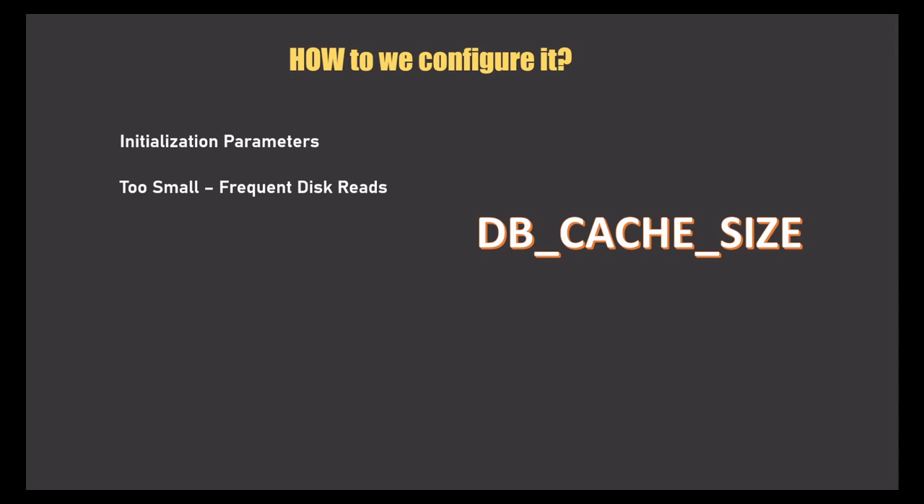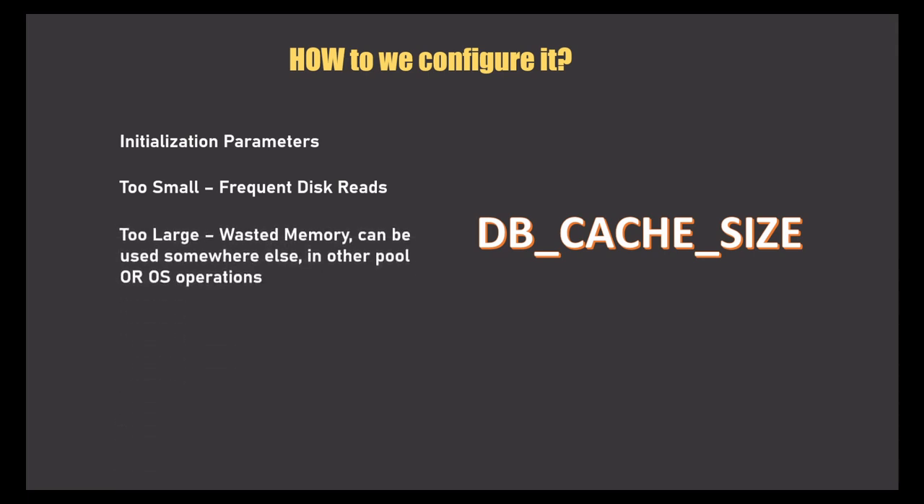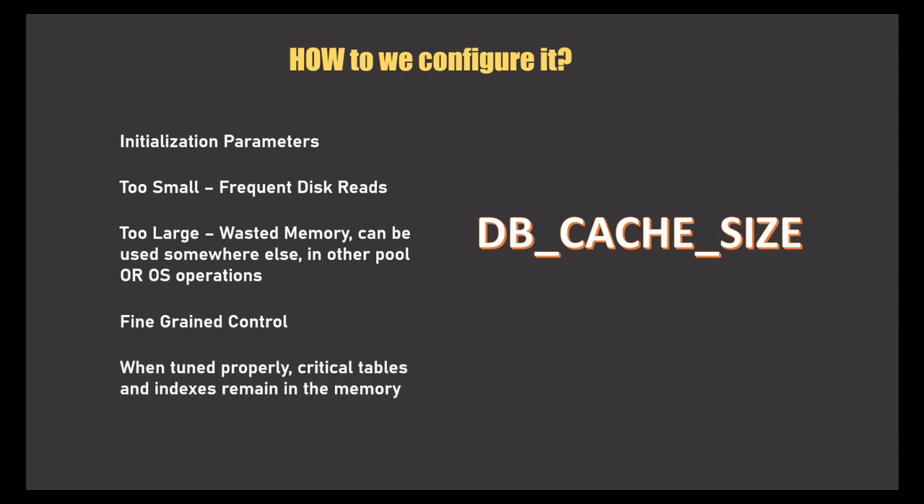Set it too small and you will see frequent disk reads. Set it too large and you may waste memory that could be better used somewhere else. As shown earlier, Oracle versions also support multiple buffer pools like keep and recycle, allowing fine-grained control over which objects stay cached longer or are cycled out quickly. This flexibility ensures that critical tables and indexes remain readily available, while less important data doesn't hog memory.